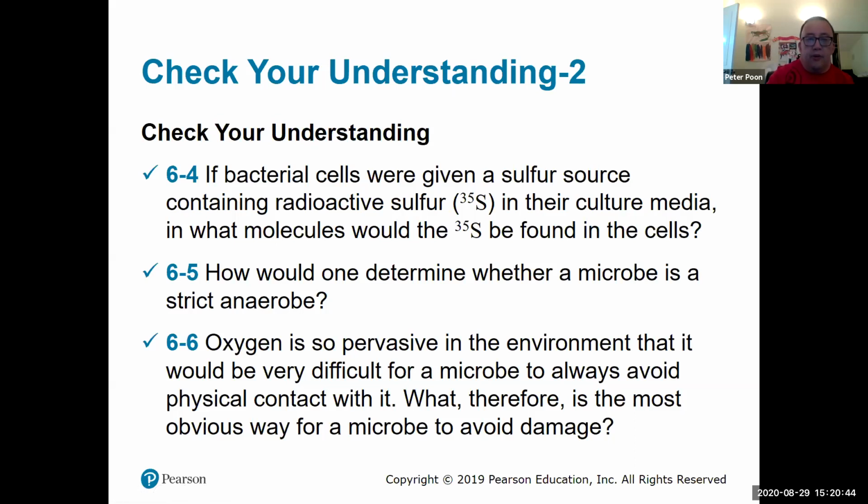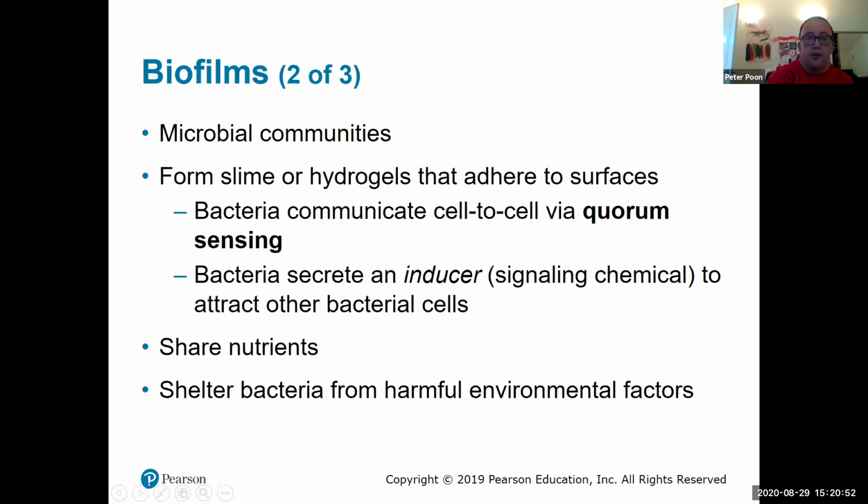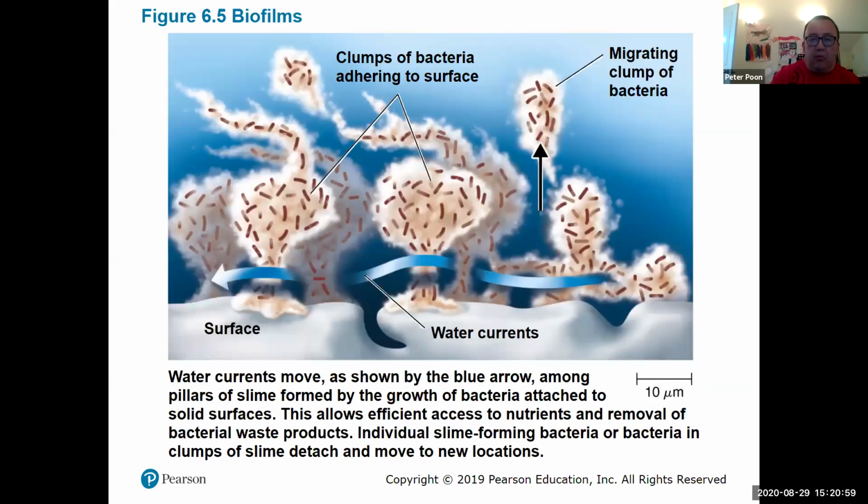You should be able to answer these. Now, more on biofilm. This is actual biofilm.